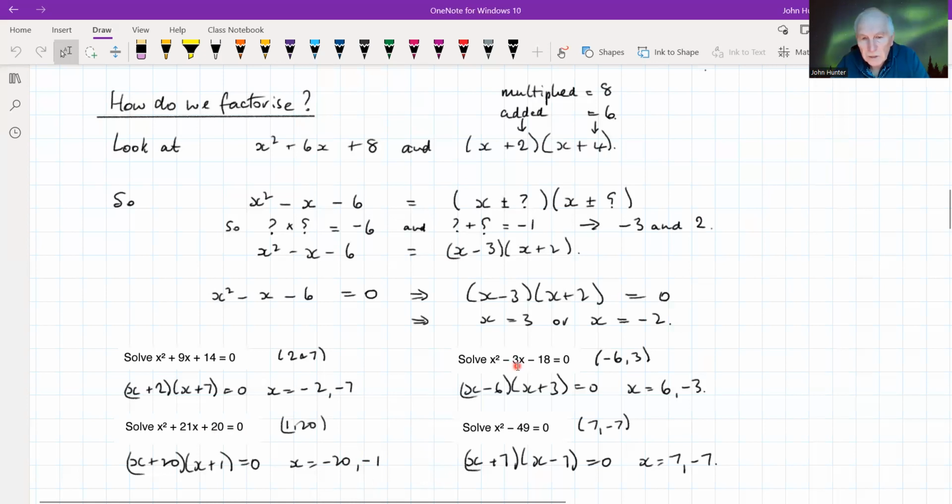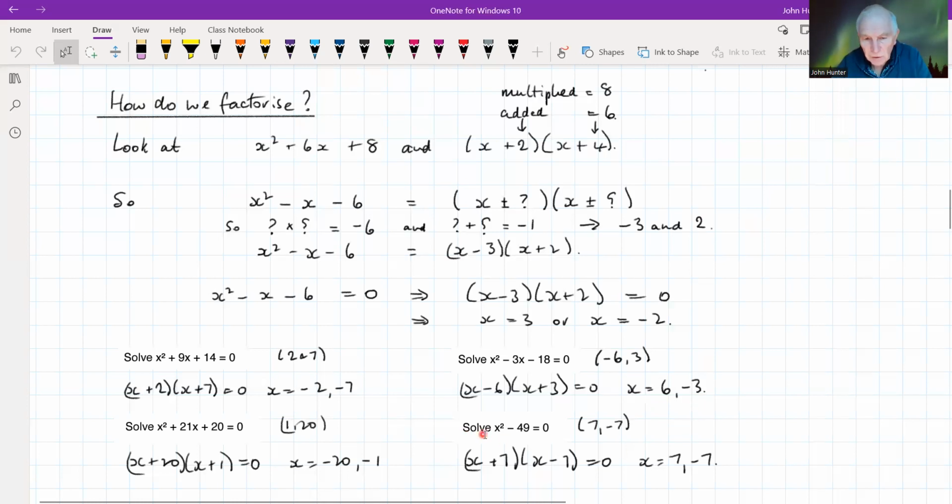x squared minus 3x minus 18 equals 0. If we multiply these two numbers together, we're going to get minus 18. If we add them, we're going to get minus 3. So out of the possible options, that's obviously the one that works for us, giving us that factorization and solutions of 6 and minus 3.